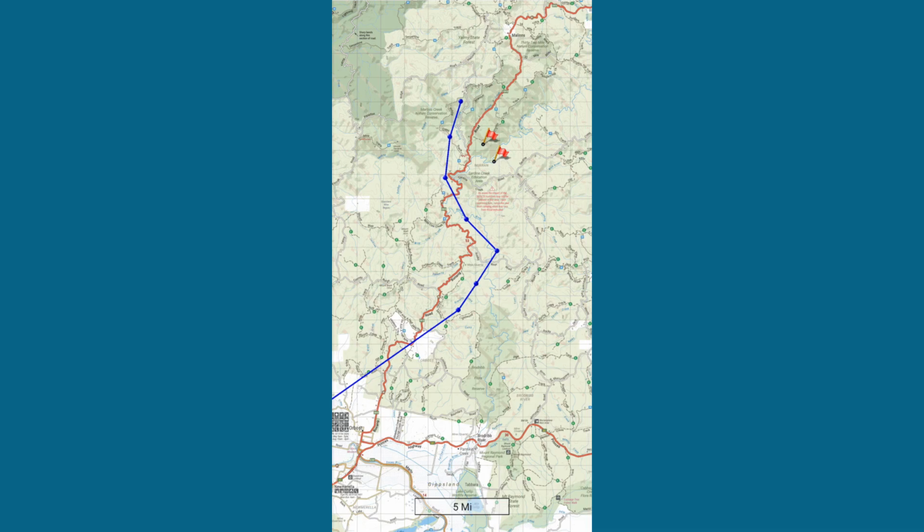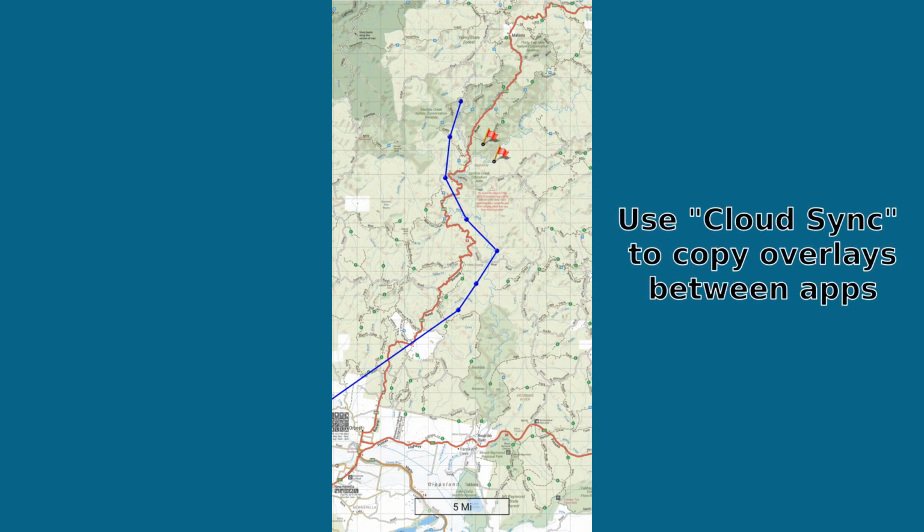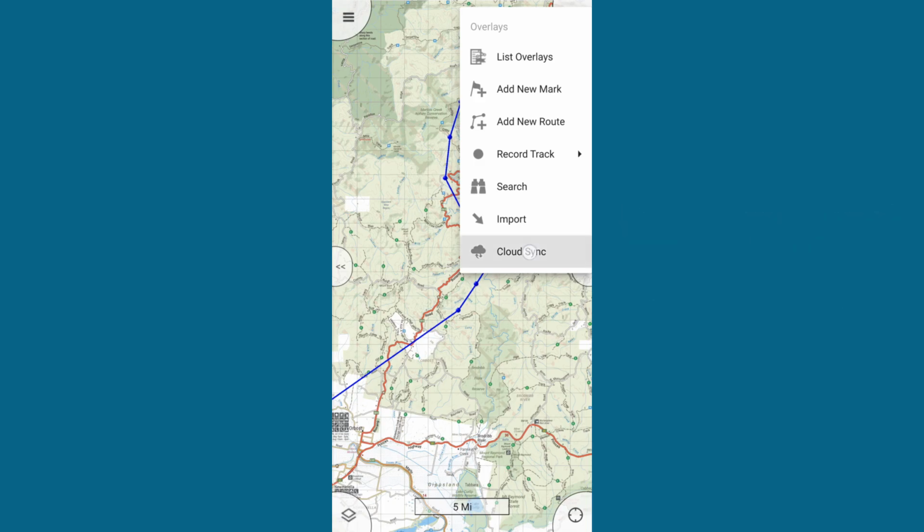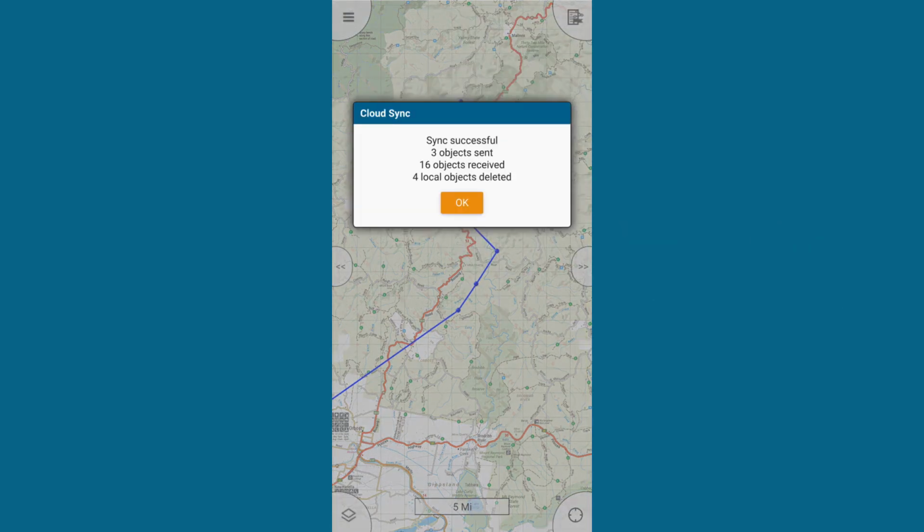So if you've got the regular Memory Map app, if you do a cloud sync on there, and then in Memory Map for All, sign into the same account and do a cloud sync, and it'll automatically bring in the data that you had. So that's the way we recommend. When you do a cloud sync, it'll give you a summary of how many objects have been brought in.